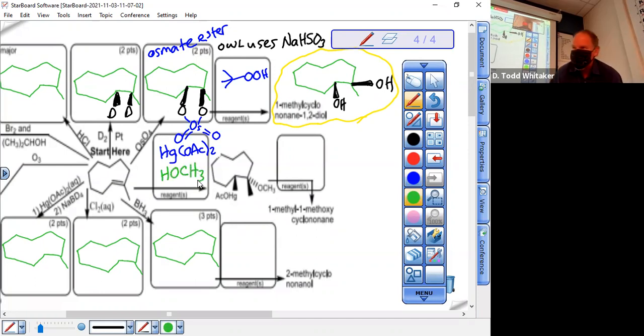It doesn't have to be water. It can be any alcohol or water, or even a carboxylic acid works here. But I won't do that to you. I will have either an alcohol, which makes an ether, or I will have water, which makes an alcohol. Sorry, I'm doing them out of order, but they surely belong together.